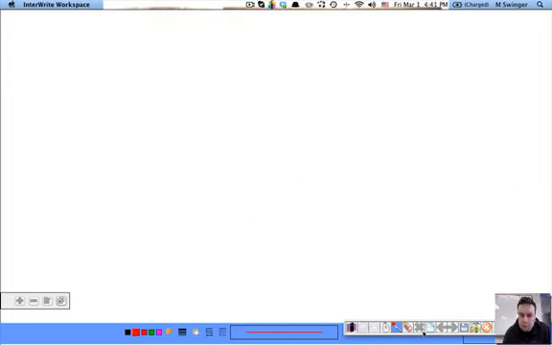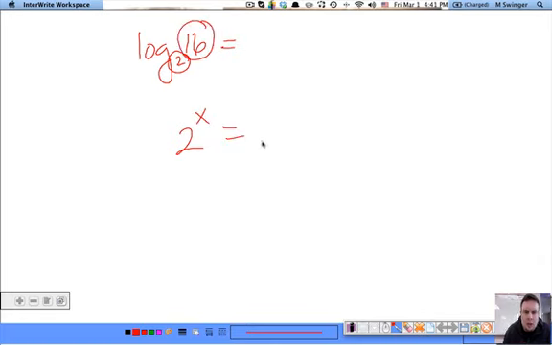Alright, so let's do another one. Okay, if I said the log base 2 of, let's go with 16. Okay, what is this equal to? All you have to do is think these things. You take the base. This little number is a subscript, which is your base. So 2 to some power, you don't know, so we'll put x is equal to whatever's sitting right here, 16.